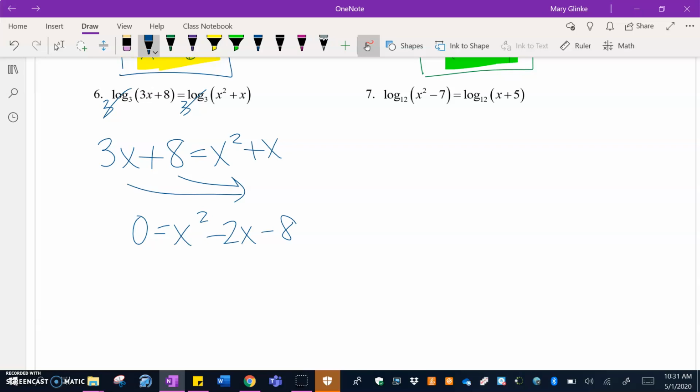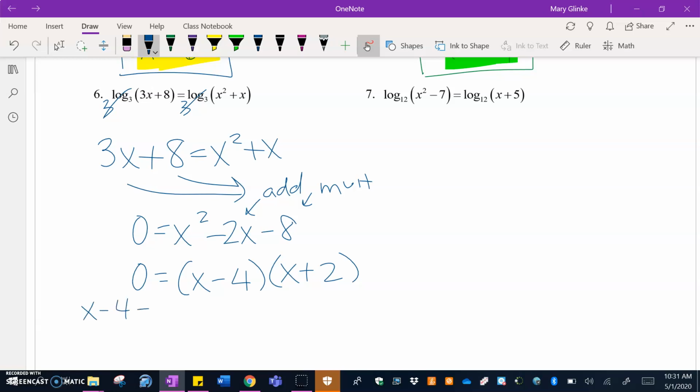We are now going to factor. We're looking for what multiplies to get -8, but yet adds to get -2. We get our answers of -4 and +2. Then we're going to set these each equal to 0 and solve. And so we end up getting two answers. We get x equals 4 and x equals -2.